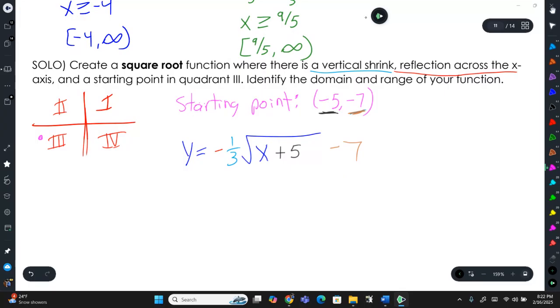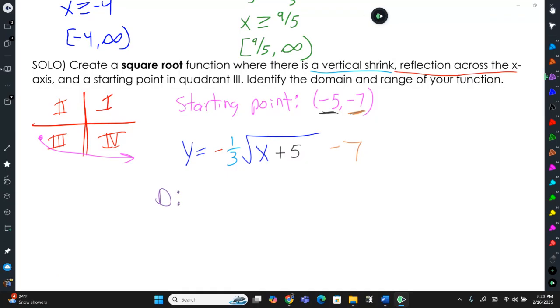So if that's where our point is, and we know it has a reflection across the x-axis, or a value is negative, we know it's going to look something like that. Again, it's not super accurate, but it gives us an idea of where the starting point is, and are the y values going up or down. Because the y values are going down, we know negative infinity is going to be in our range. So our domain is going to be -5 comma positive infinity, and our range is going to be negative infinity comma -7.